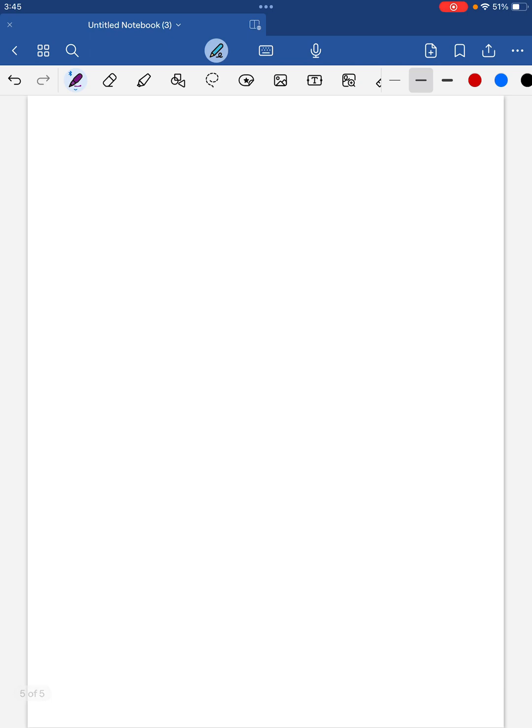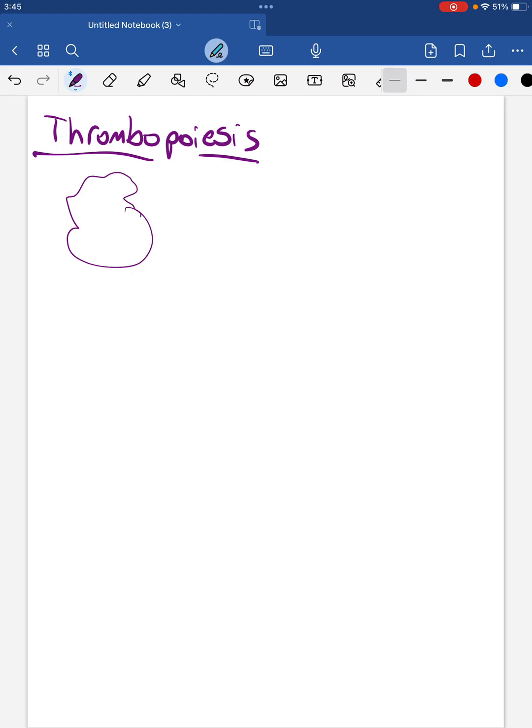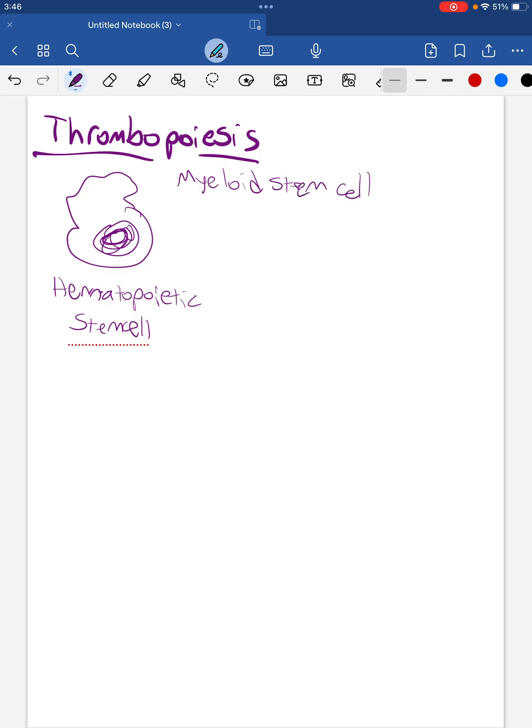Now let's get into thrombopoiesis. Thrombocytes are platelets, poiesis means formation, so formation of platelets. This one's very simple. We have our hematopoietic stem cell with its nucleus. It's going to go down the myeloid stem cell line. Remember, lymphoid is only for lymphocytes. It goes to a megakaryoblast.